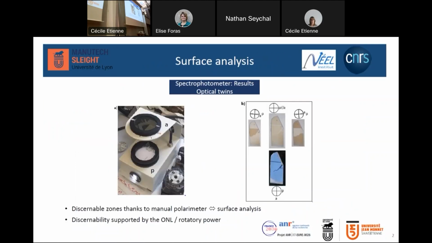For surface analysis, here we have a manual polarimeter. Here we have the light source, the polarizer part, the analyzer part, and a thin slab of our birefringent material. We rotate the analyzer and observe all these different configurations, and we can see discernible zones that are not visible without this manual polarimeter. So thanks to analyzed surface observation, we can now distinguish some discernible zones and barrier walls.